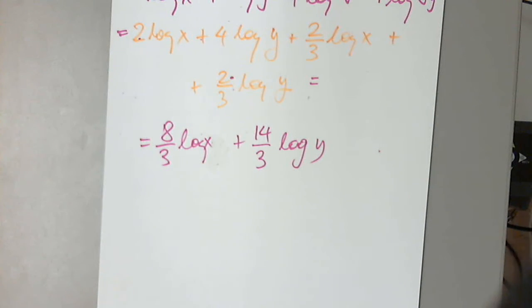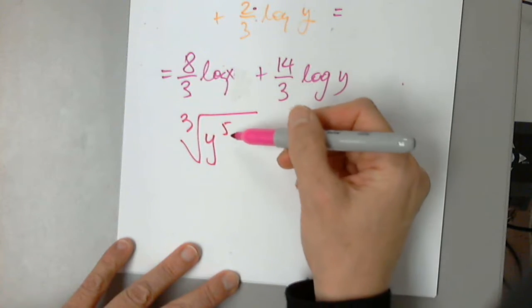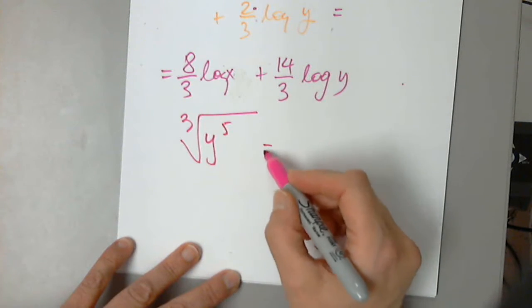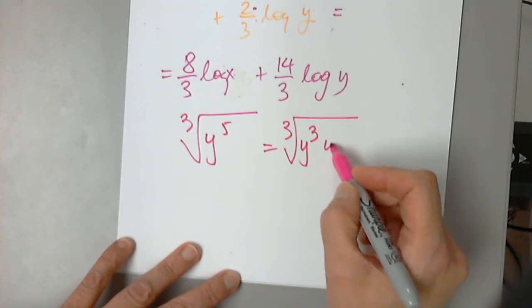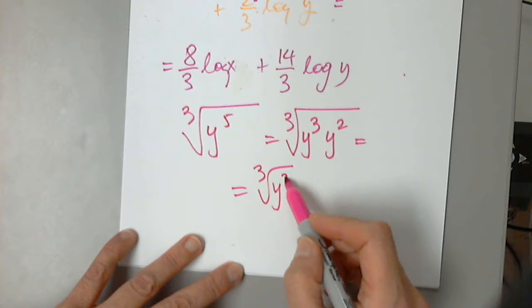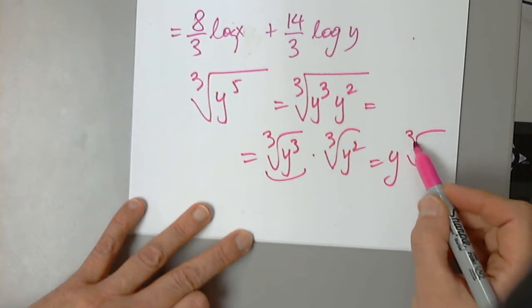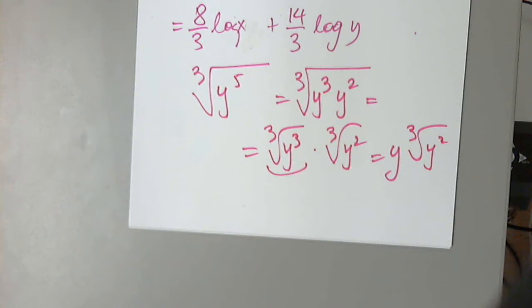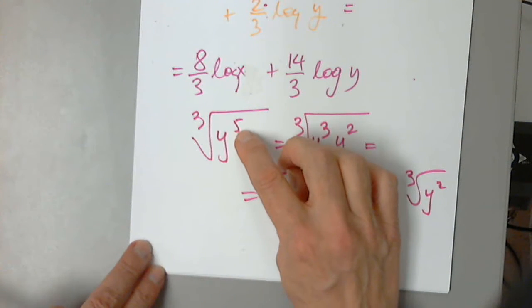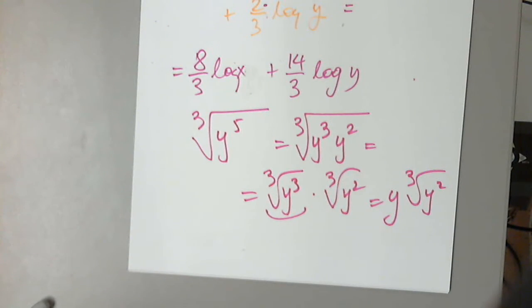Very good. Let's take a look at that. When we take the cube root of y to the fifth, because the power is bigger than the index, we will separate it into y to the third and y squared. And this becomes the cube root of y cubed times the cube root of y squared, and this becomes y, the cube root of y squared. Is that clear now? And this is only because the exponent is bigger than the index. Otherwise, I would not have been able to do anything.